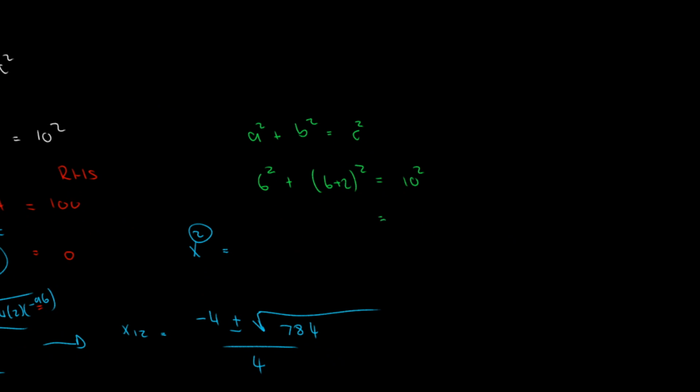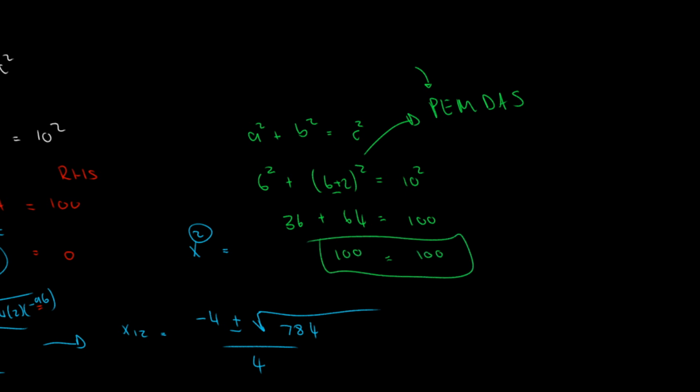Let's see. Well, this is 36 plus, what's that? 84. No, can't be, 64. Remember, the order of operations PEMDAS, which means I do my parentheses before my exponents. So 6 plus 2 is 8. 8 squared is 64. Should be equal to 100. And in that case, we do in fact see 100 is equal to 100. So now we know that this is in fact a right triangle.